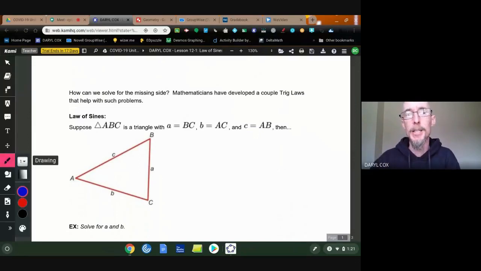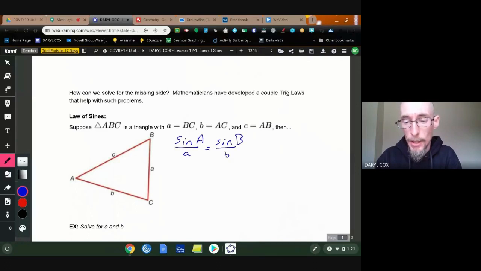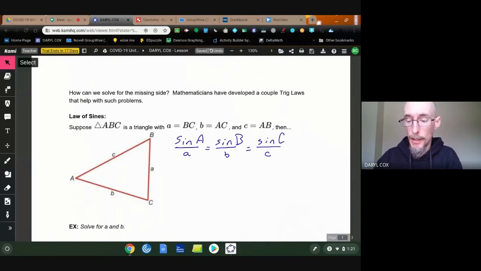Now, the law of sines is basically a set of proportions. It says that the sine of angle A over side A is equal to the sine of angle B over side B, which is also equal to the sine of angle C over side C. So basically, if I take any angle and set the sine of that angle over the opposite side, so angle B, opposite side is B, angle C, opposite side is C, those 3 ratios are all proportional.